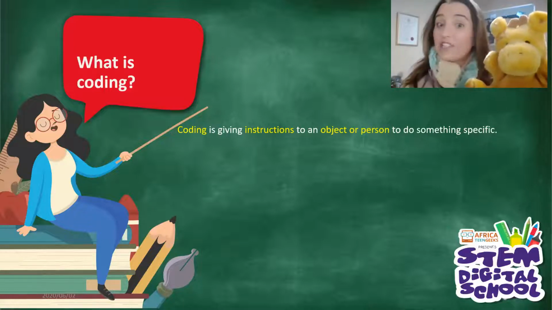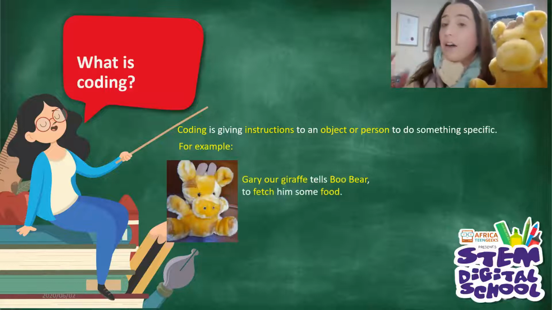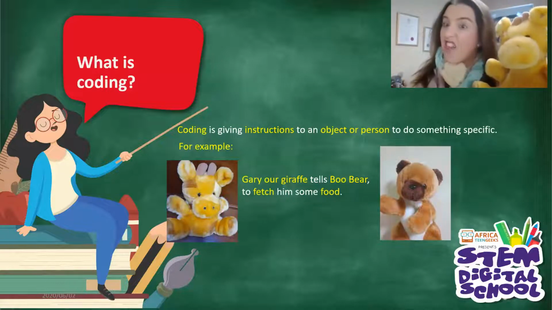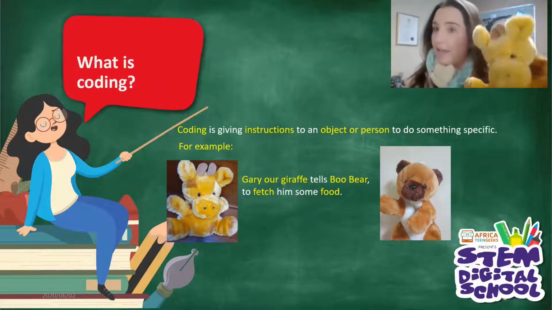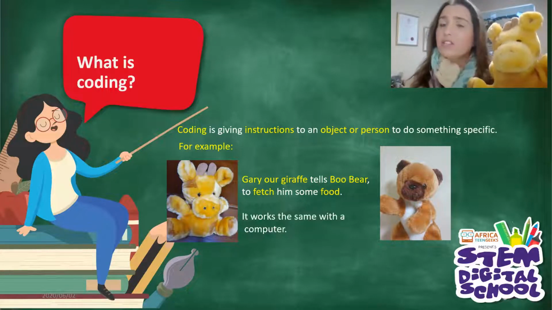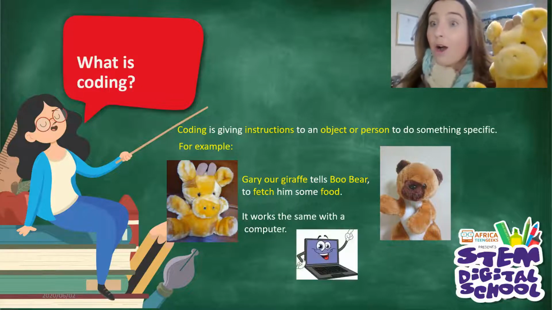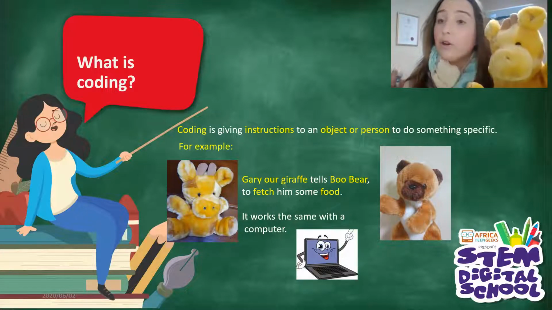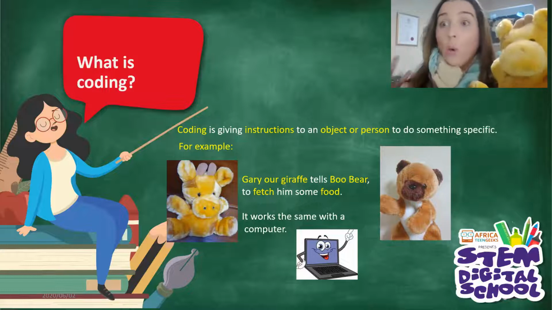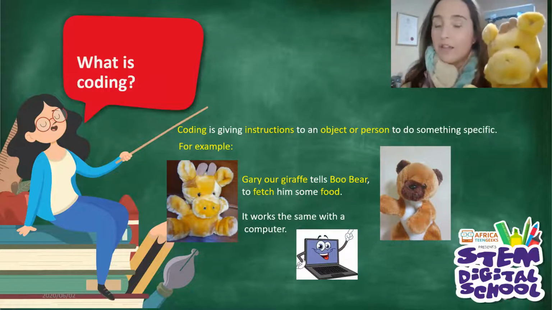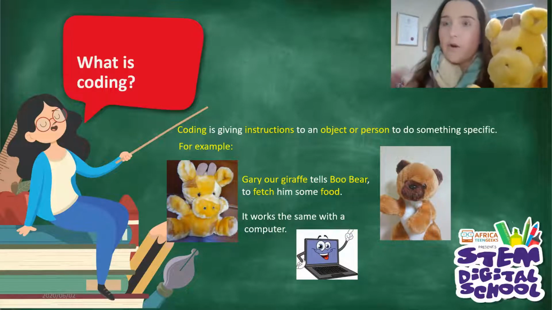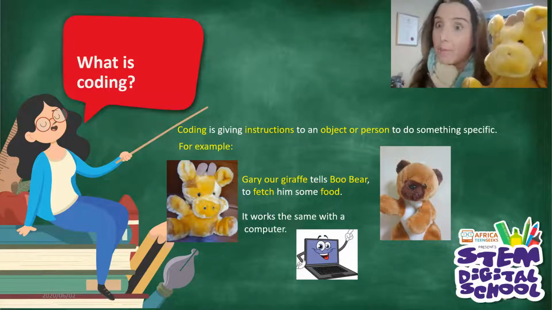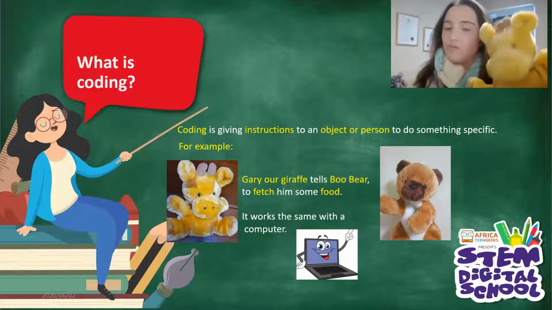Okay, so let's try this. Gary, our giraffe, tells Booby to fetch him some food. That is an instruction. That's right. Okay. So it works the same on a computer. So we put coding into a computer so that the computer knows what it needs to do when we type something or click something. So we give a computer or a cell phone or any of our electronic things instructions so that something happens. Wow, yes, Gary, that's really cool.